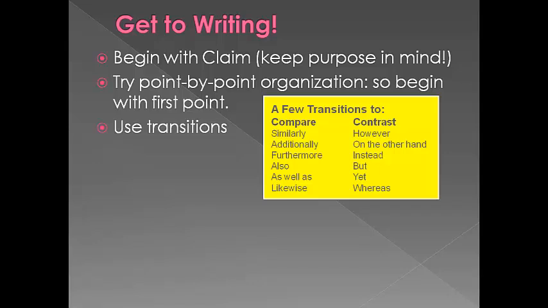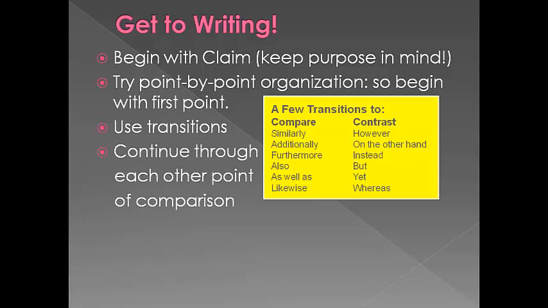When you're contrasting, you can use words like however, or on the other hand. You can also in that same sentence say this one does that, whereas this one does that. But these will help your reader see the similarities and differences, and it will help your writing flow. Then you'll continue through each of the other points, giving the information for both of your subjects.